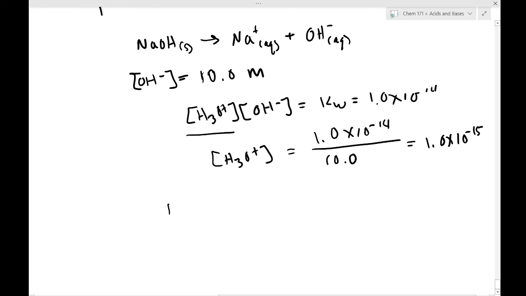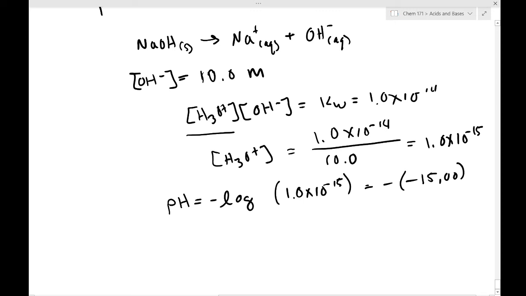Now we can do the pH. pH is equal to the negative log of 1.0 times 10 to the minus 15. And this is equal to negative 15.00. So the pH for a 10 molar solution of sodium hydroxide is 15.00. Okay, it's greater than 14. This may blow some of your minds.